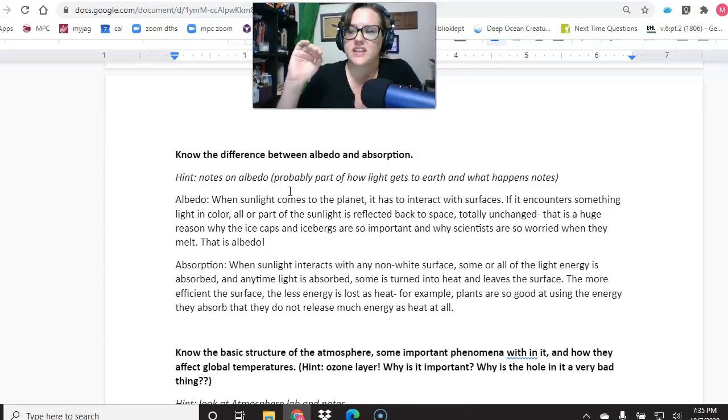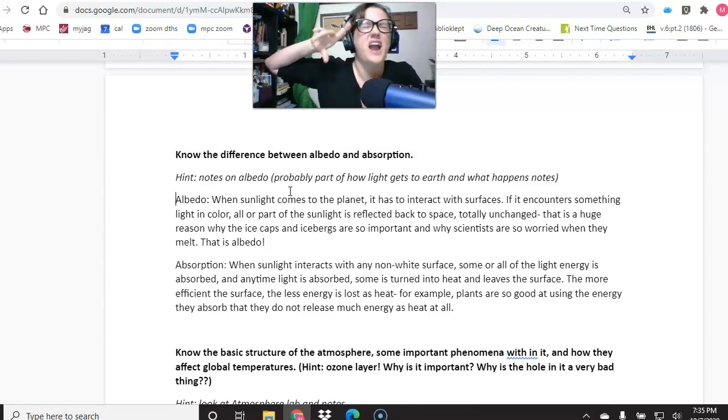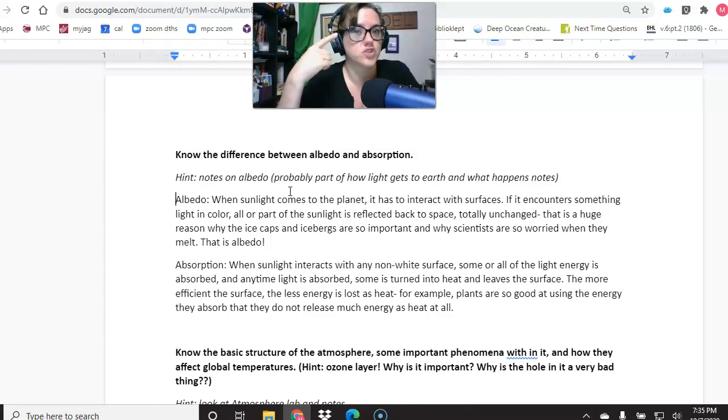If you've ever walked outside long before when theaters still existed, and it was really bright outside, and there's white concrete, and it hits your eyes, you're like, it's so bright. You're experiencing albedo. But once it hits your eyes, it's absorbed, and then some heat happens. Okay, cool. When sunlight interacts with non-white surfaces, some or all of that energy is absorbed. And anytime something is absorbed, you lose some energy as heat. So it's lost, which means it just goes into the universe. It becomes heat, which means we can't get it back.